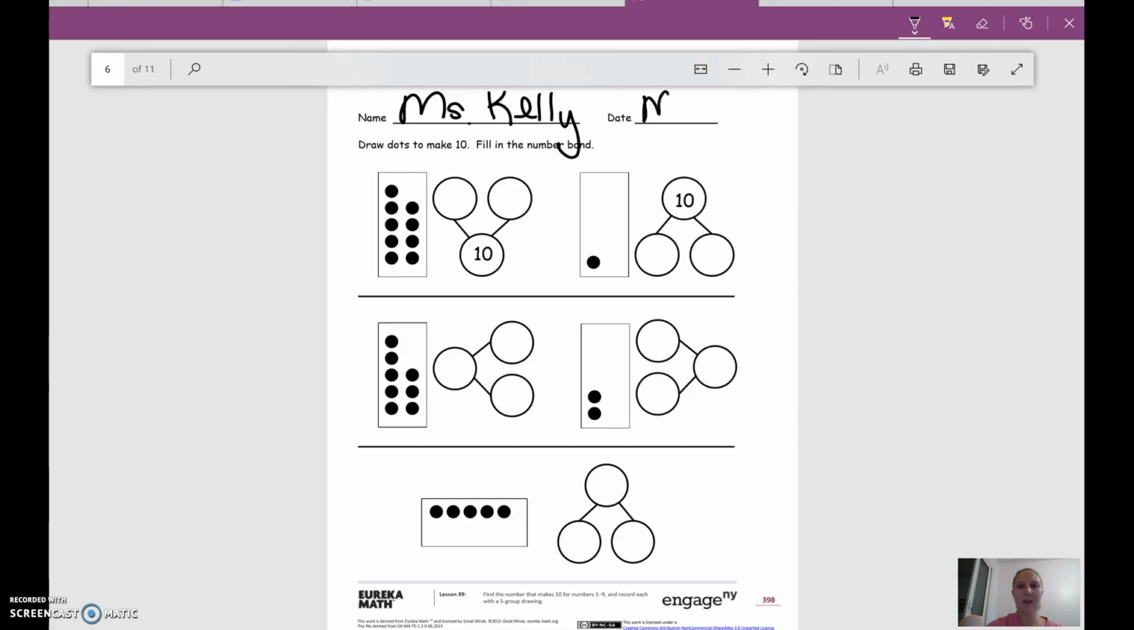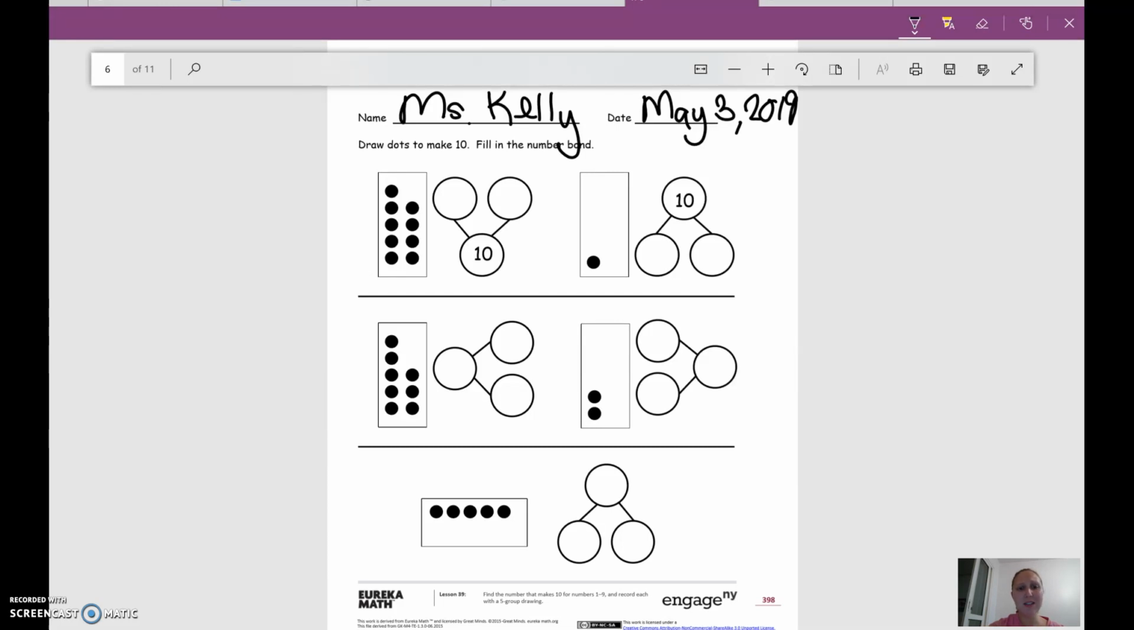Date, May 3rd, 2019. And we're ready to go. Draw dots to make 10. Fill in the number bond. You guys are experts at this. I know you're going to do a wonderful job.